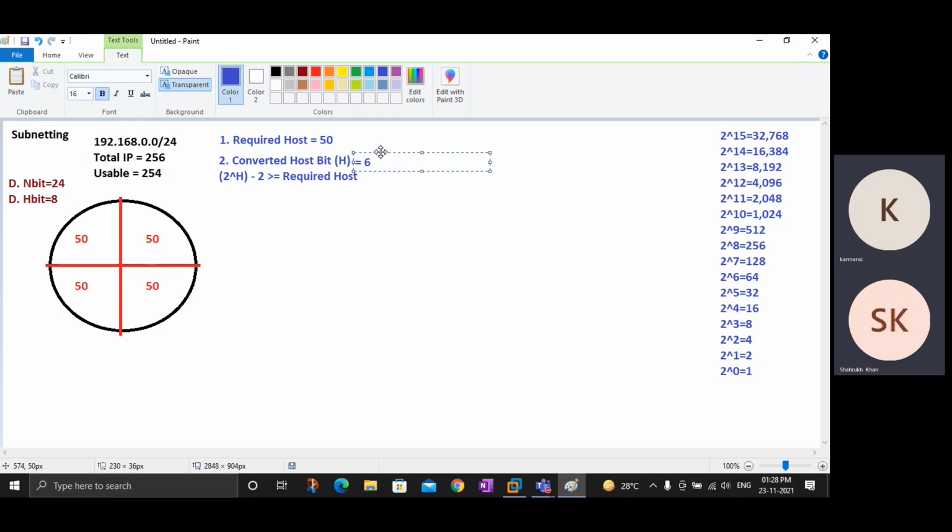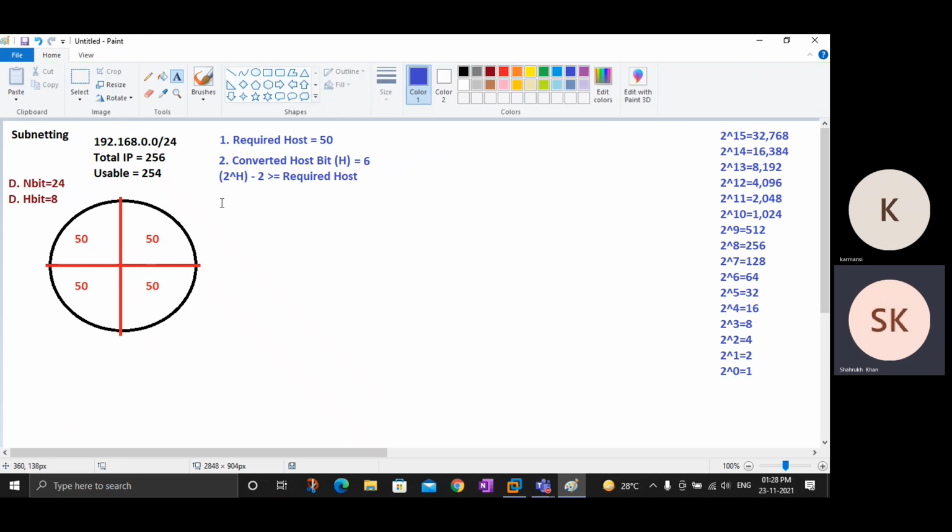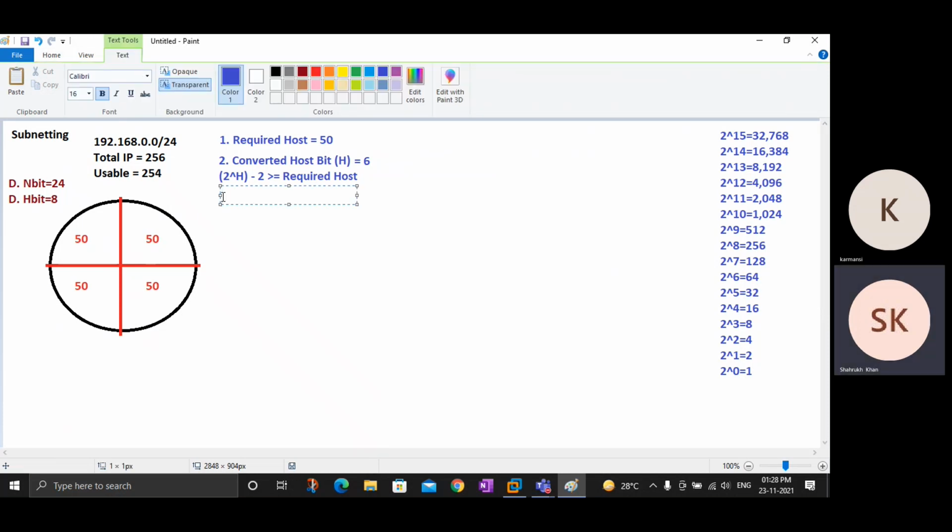Okay. Yeah. So if you create the table, then you can directly check the values. Otherwise, you need to solve it. Like you need to use the hit and trial method. First put the values like 2 raised to the power 5. Whatever result you are getting, minus 2 from that, and that number should be greater than or equal to the required host. Okay.